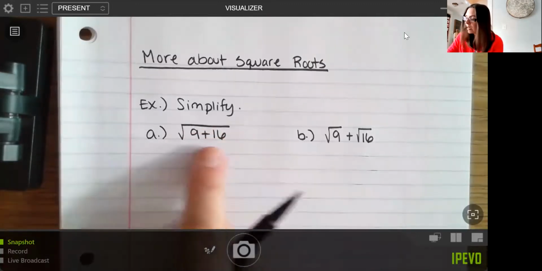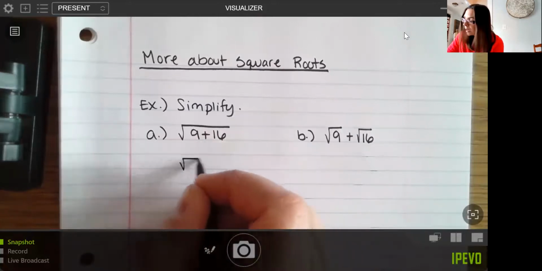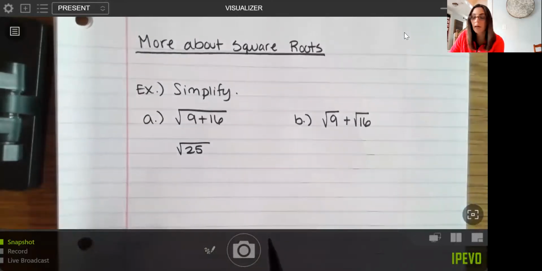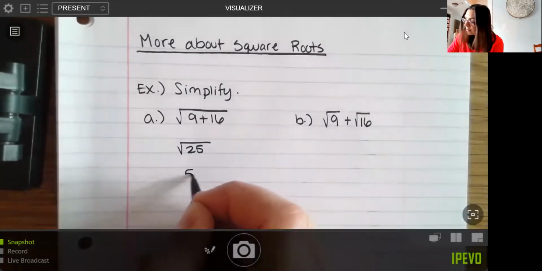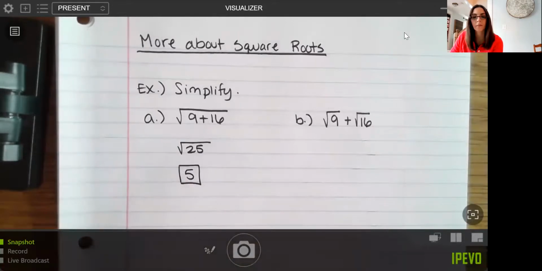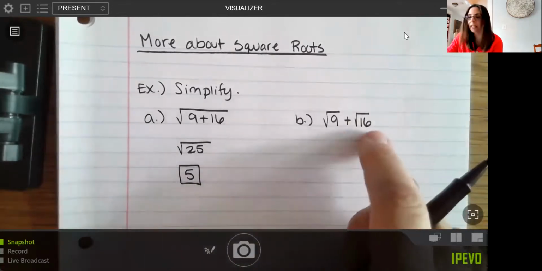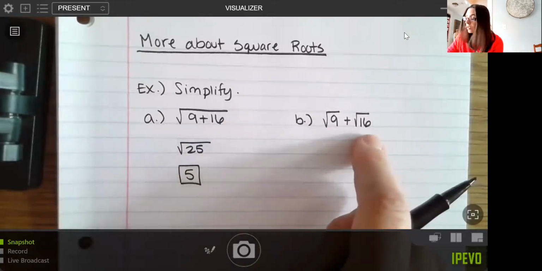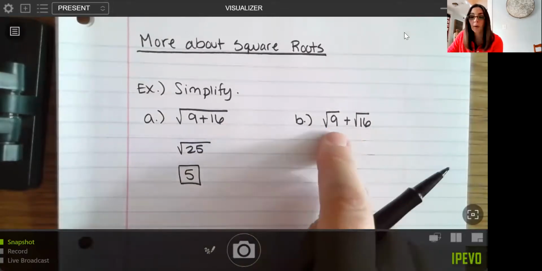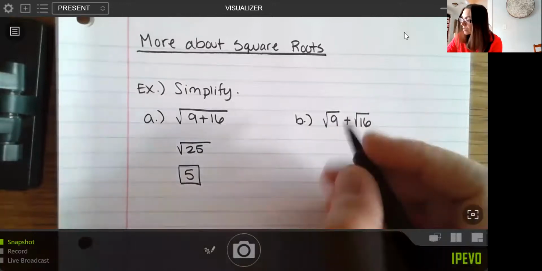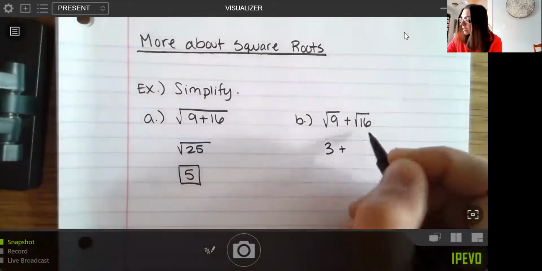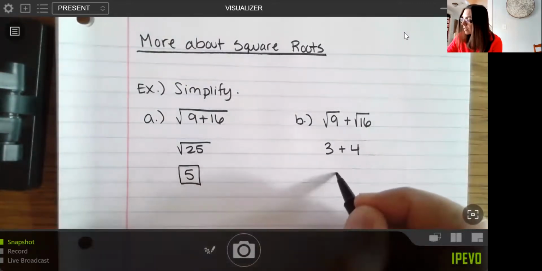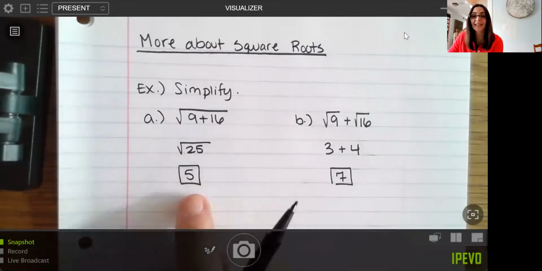So here, we're going to go ahead and simplify. 9 plus 16 is 25. And now this happens to be a perfect square, and the square root of 25 is 5. If the root is separated by addition signs, you actually can't combine the inside of the roots together. So you need to do them separately. These both happen to be perfect squares as well. So square root of 9 is 3, square root of 16 is 4. And then 3 plus 4 is going to be 7. And you can see you get totally different answers.